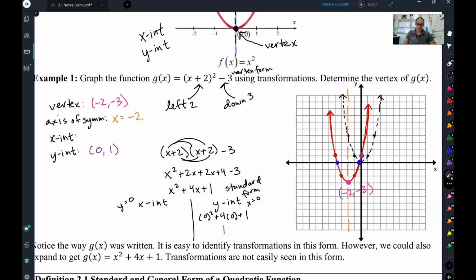Now, x-intercepts, we have two methods. We can either factor, and preferably you always want to factor if you can. If you can factor it, everything will go better for you. If you can't factor it, your backup method is the quadratic formula. And in this case, we can't factor it. There's nothing that multiplies to 1 and adds to 4. So we would have to do the quadratic formula on this.